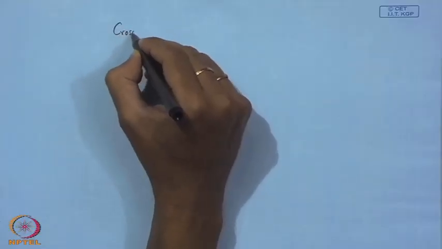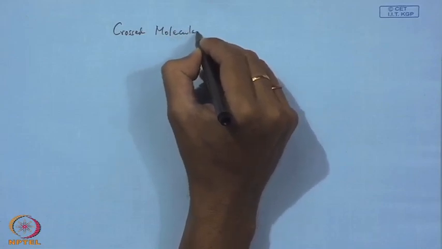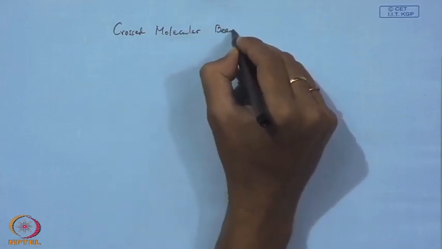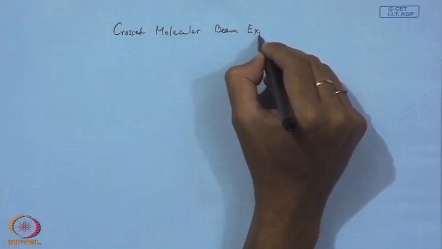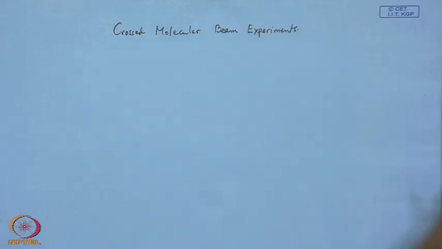Next, in order to find out the angular distribution of the products, we have to go with this crossed molecular beam experiment. So, crossed molecular beam experiments. Okay. So, what is a crossed molecular beam experiment?